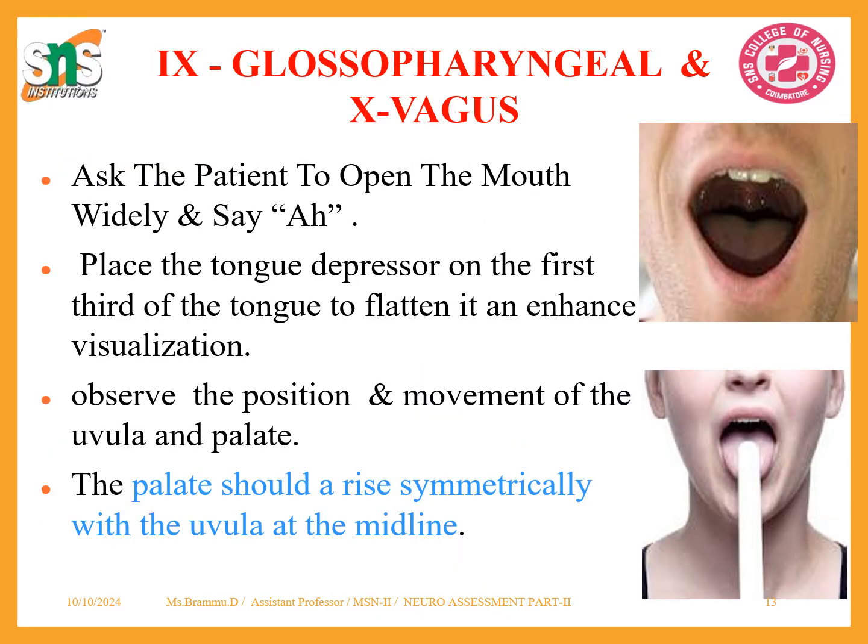The remaining are the glossopharyngeal and the vagus nerves. To assess the glossopharyngeal and vagus nerve, the 9th and the 10th nerves, we ask the patient to open their mouth widely and say ah. Then we place the tongue depressor on the first third of the tongue to enhance visualization. Then observe the position and movement of the palate and the uvula. If normal, the palate should rise symmetrically and the uvula should be in the midline. In hemiplegic patients, it is not symmetrical and the uvula is not seen in the midline.